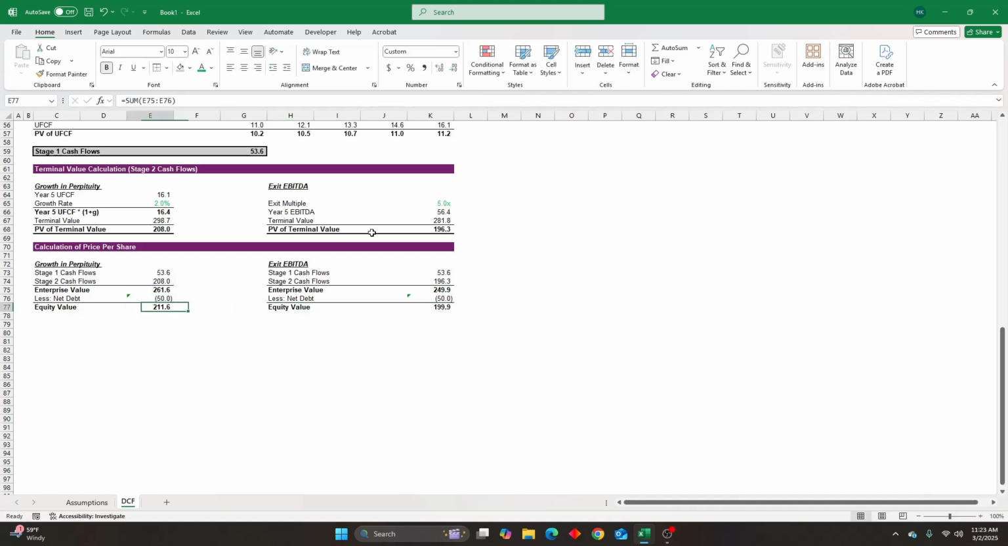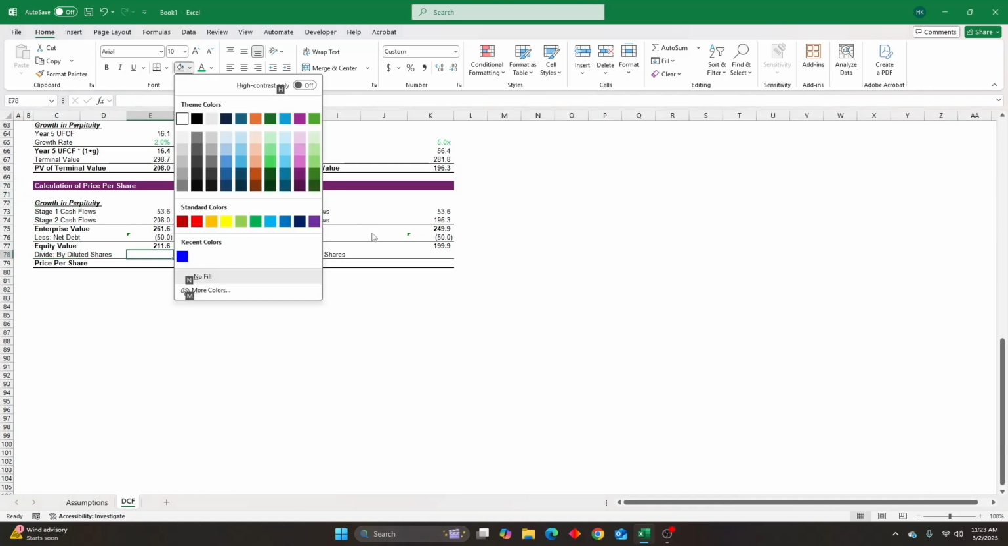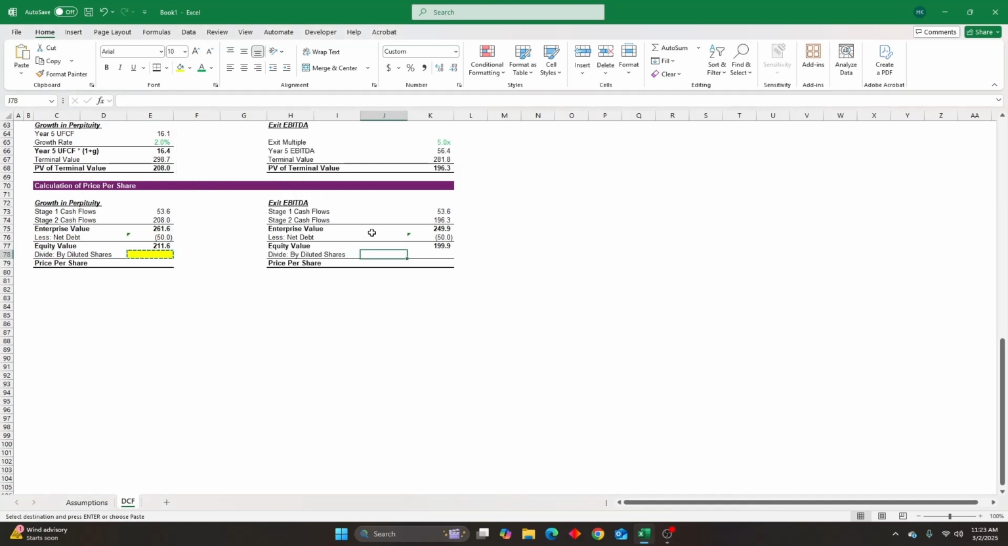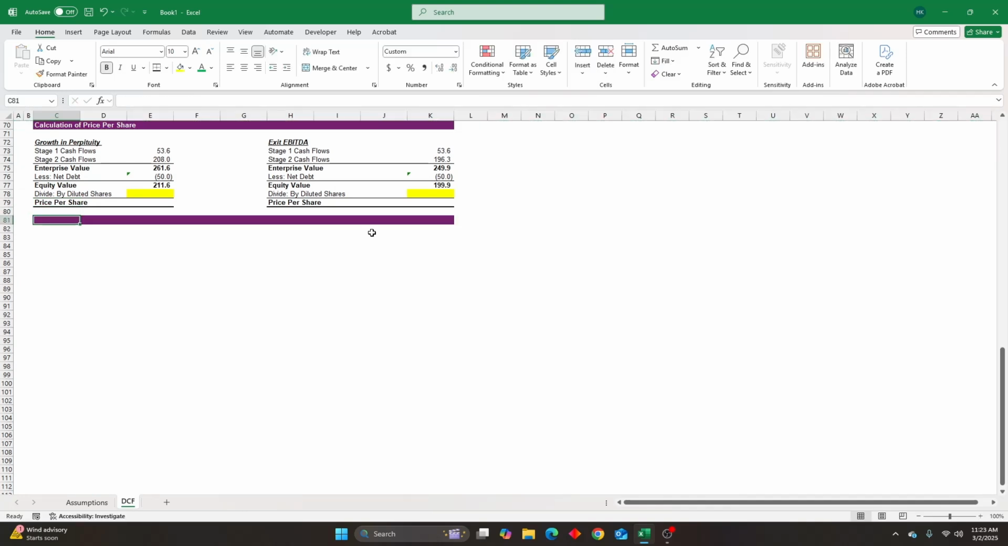There we go. Now we have our equity value. And so the last thing that we need to do to get to a price per share is divide by diluted shares. The problem is we don't actually have our diluted shares calculated quite yet, so we're going to have to come back to this. But the result is going to be our price per share. Okay, because we can't quite finish this, I'll highlight this so we know to come back to it, and then we'll calculate our diluted shares, and then we can end by calculating our price per share. So, diluted share calculation.